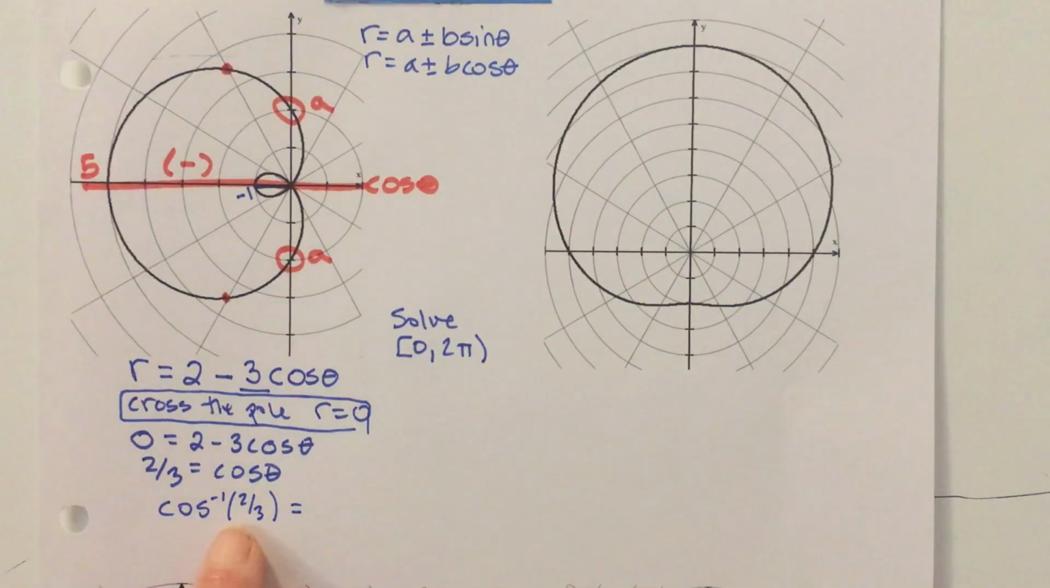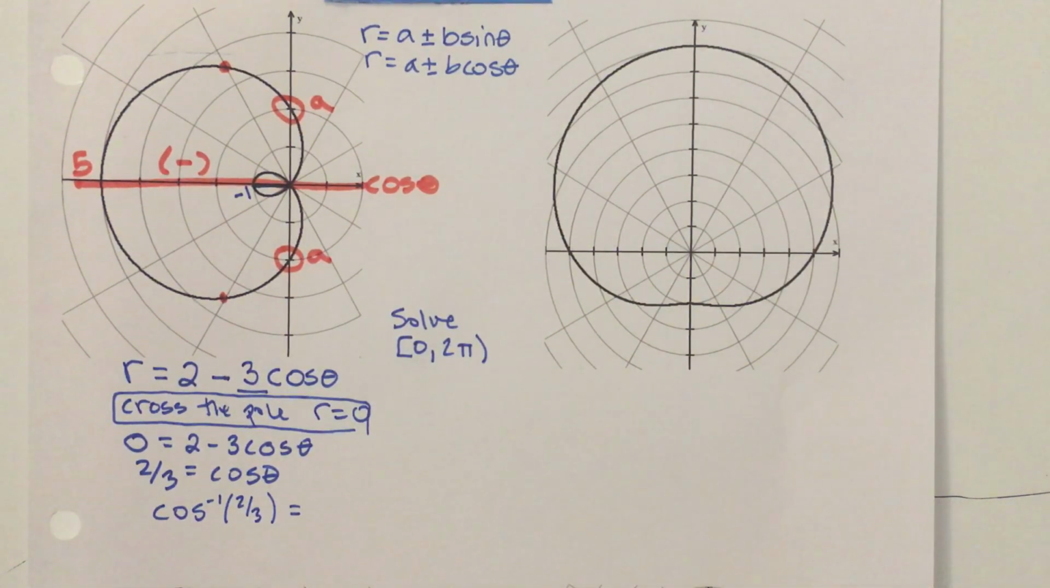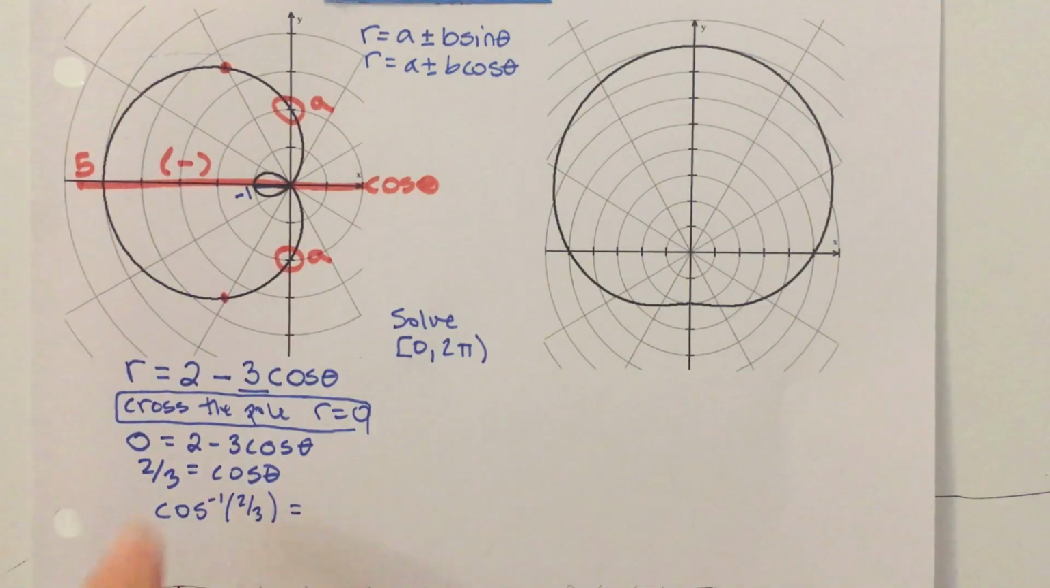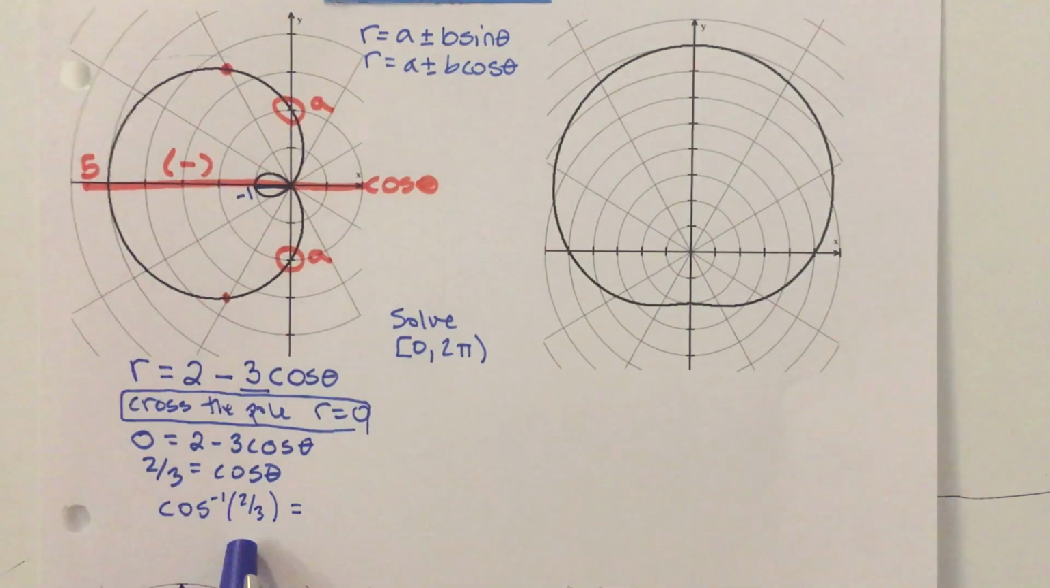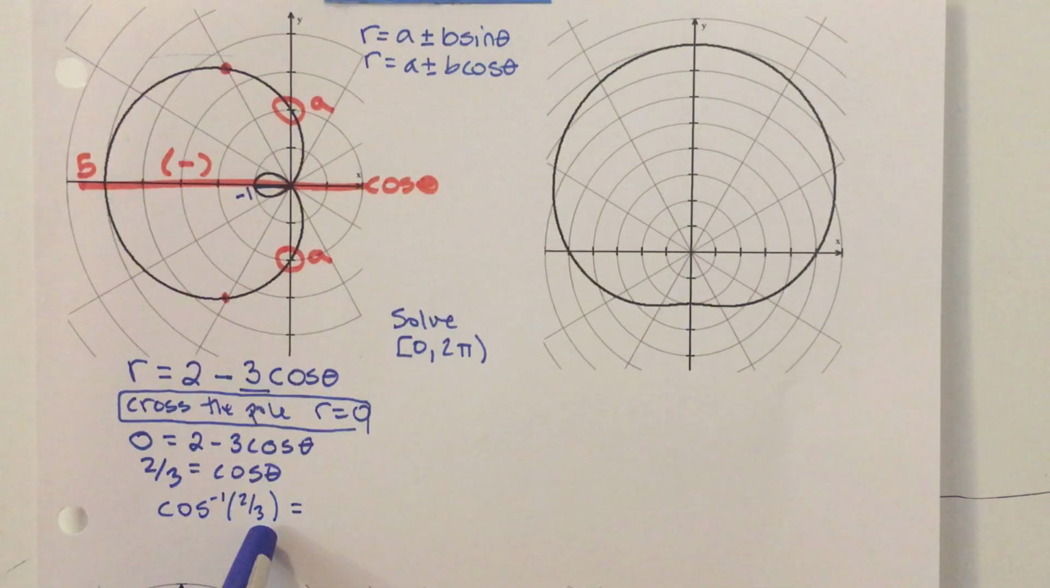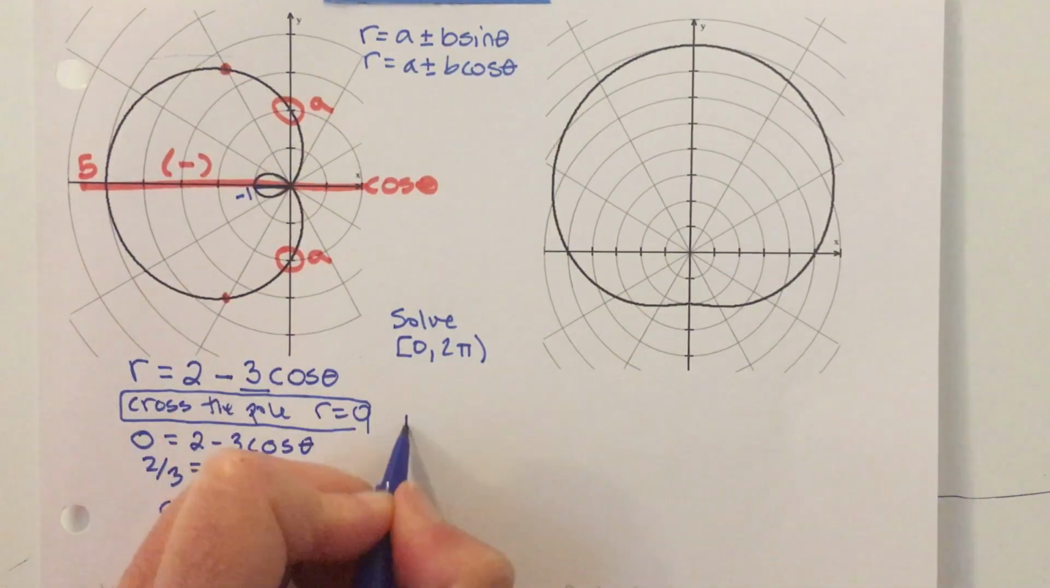This is not an inverse problem, so this does not have a domain restriction. There's not one answer in a certain quadrant. You're supposed to find me every angle on the unit circle between 0 and 2 pi that has a cosine of 2/3. When you type this into your calculator, make sure you're in radian mode. And the calculator, of course, will give you one answer. So it gives you 0.841.